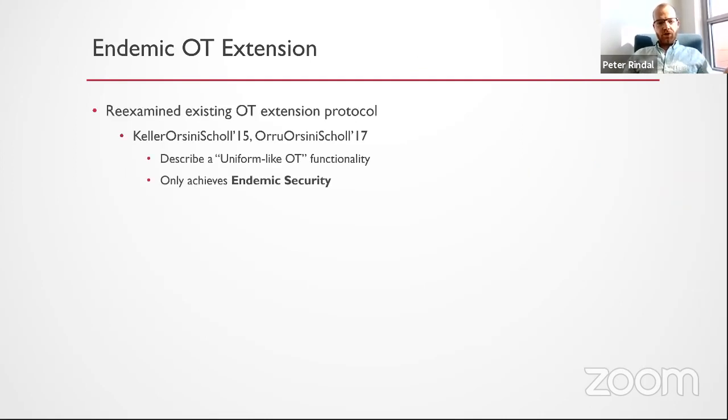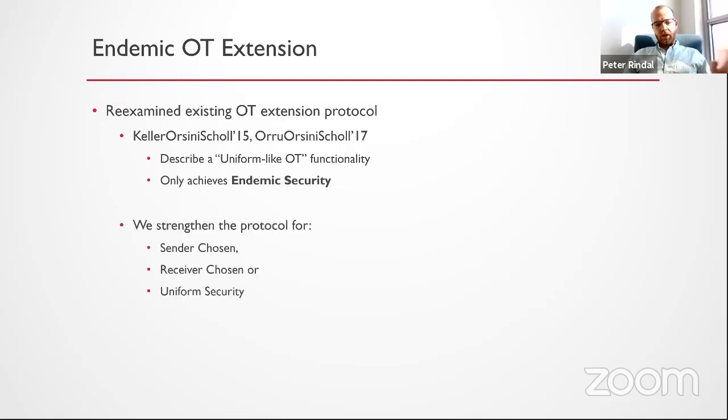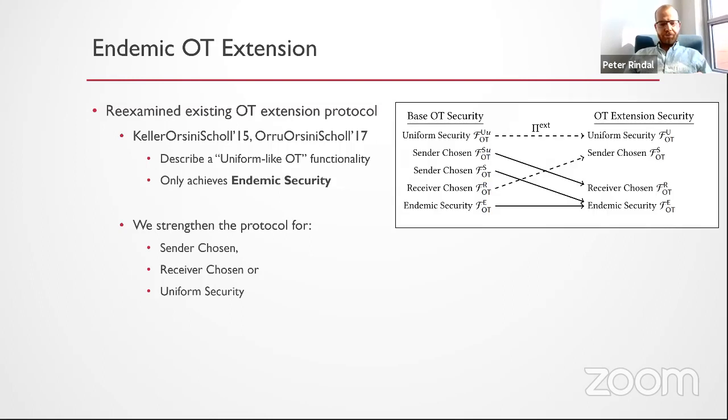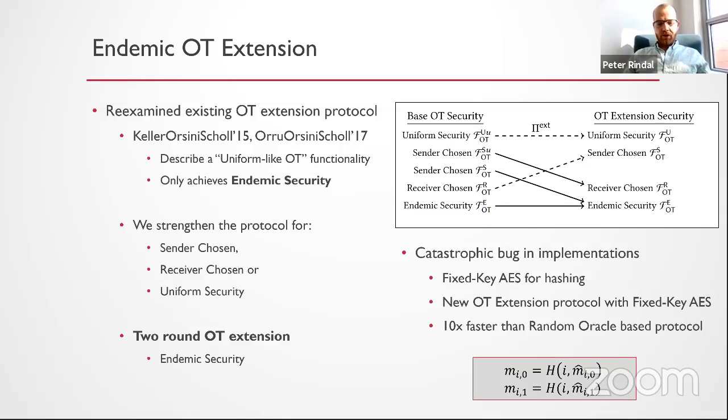And so to conclude, we strengthen several existing protocols and show that they achieve endemic security for OT extension. We then show how to strengthen these to our various security notions. Shown here is a cool diagram where, depending on what base OT you use, you get different properties out of the OT extension. So you can decide what OT extension property you need and then reverse engineer what type of base OT you want. And similarly, we revisit OT extension and identify this bug and some fixes. So, cleaning up OT extension with our new security definition.